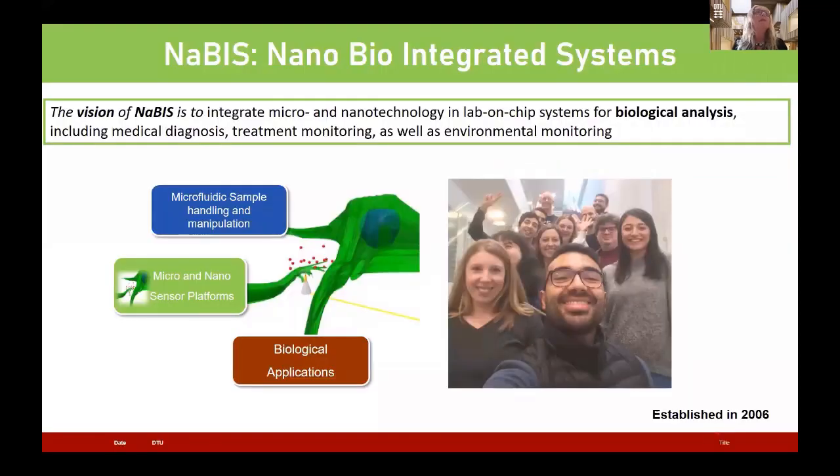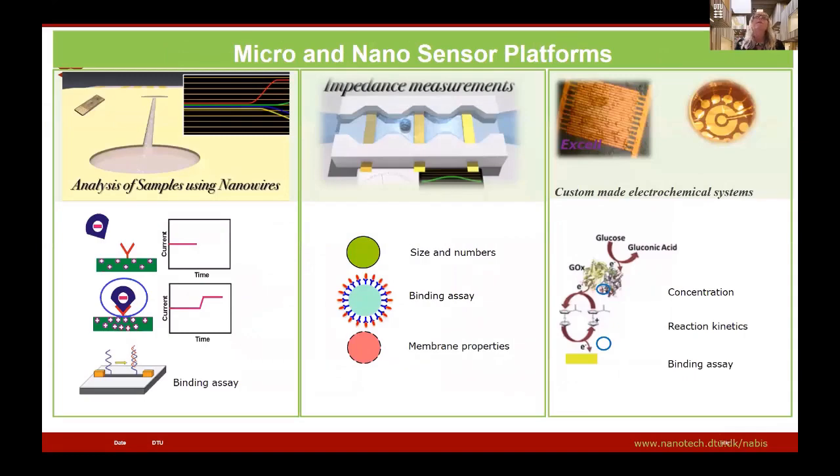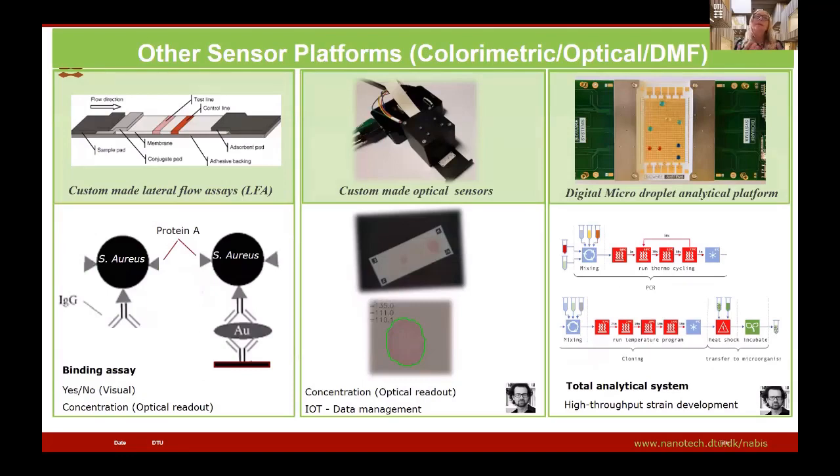The vision of NABIS is to integrate micro and nanotechnology in lab-on-chip systems for biological analysis, including medical diagnosis, treatment monitoring, and environmental monitoring. We work with a lot of different sensor platforms, from silicon nanowires, impedance spectroscopy, to electrochemical sensor platforms. We also include sensor platforms like lateral flow assays and even droplet microfluidics. Today, we will touch upon some of these sensor systems in our talk.